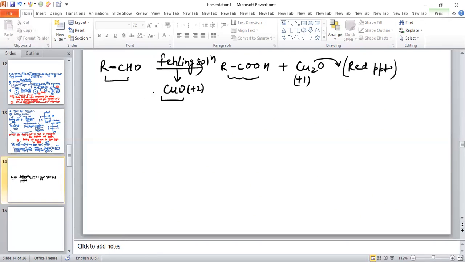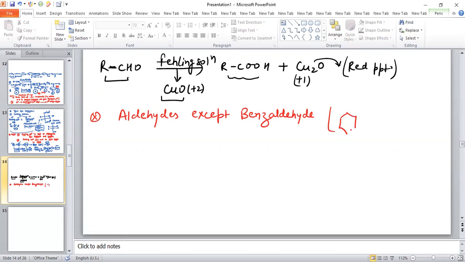And note some points. Please note this point: all aldehydes except benzaldehyde. What is benzaldehyde? Benzaldehyde is basically this benzene, and this is the CHO group on benzene.